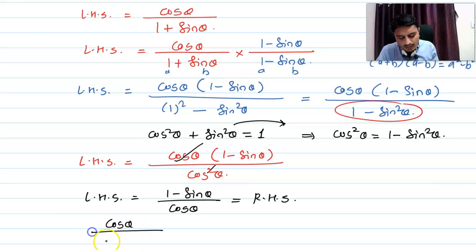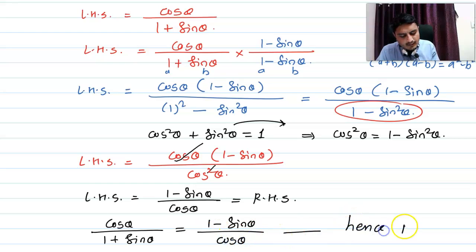LHS is cos theta divided by 1 plus sin theta, which after simplifying is equal to 1 minus sin theta divided by cos theta. Hence here we have our proof.